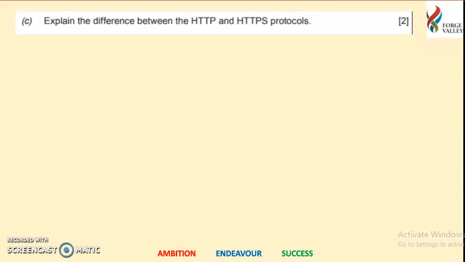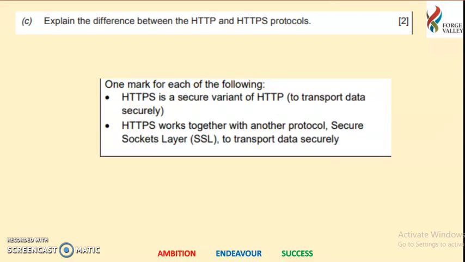What is the difference between HTTP and HTTPS? Most people got that the S stood for secure. And for the second mark, you needed to explain that it actually works with the secure socket layer. Okay, but it is a secure variant of HTTP.